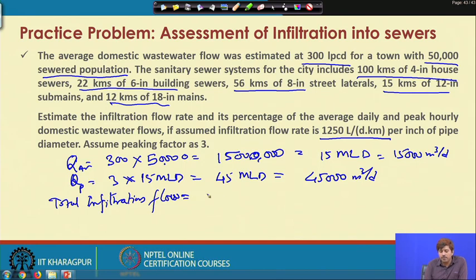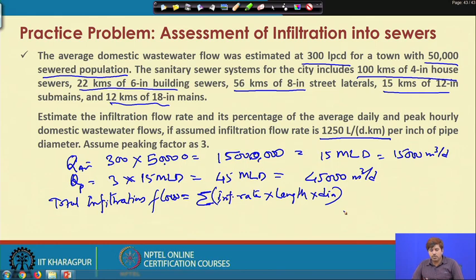will be cumulative. There are different pipe sizes. So, the summation of infiltration rate into the length of pipe into the diameter of pipe. Okay. That will give us the total infiltration.